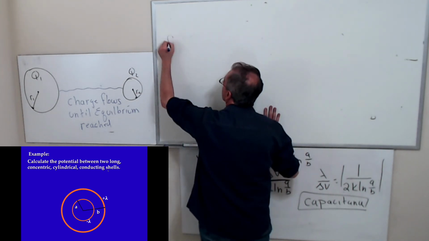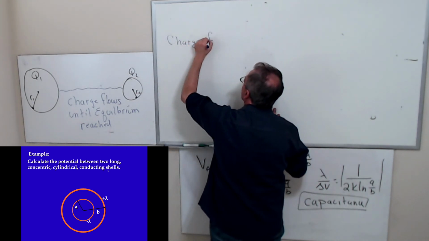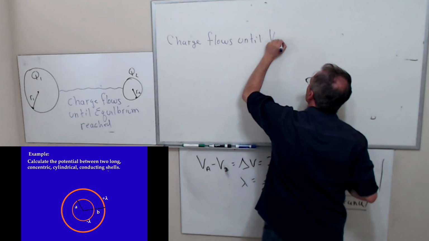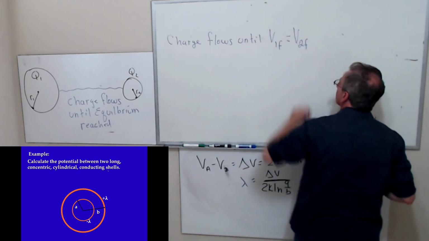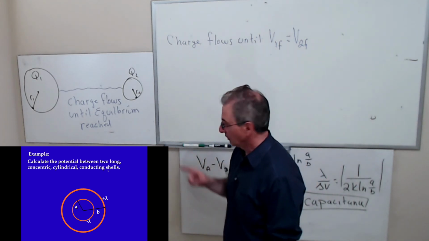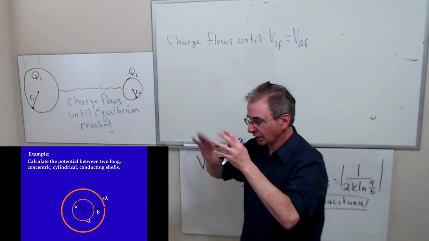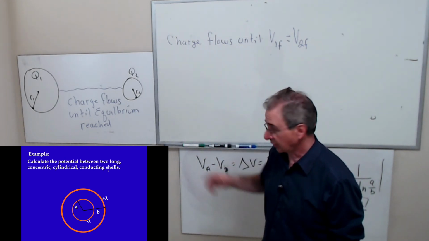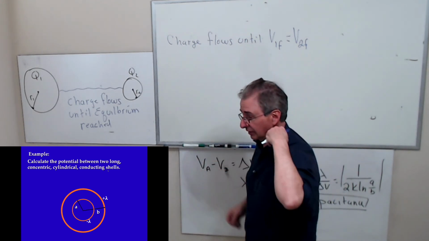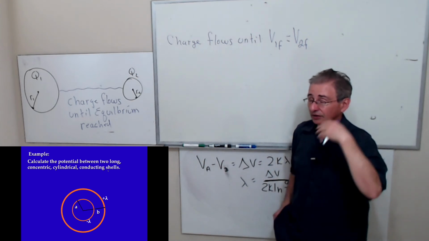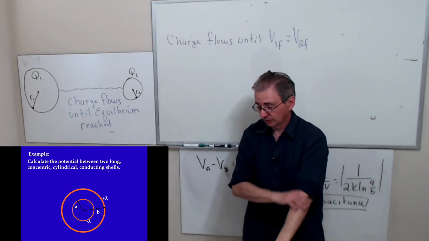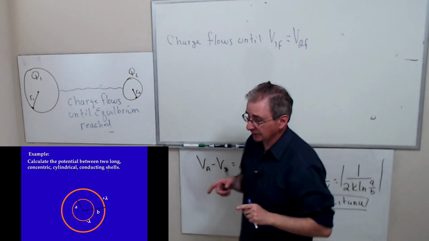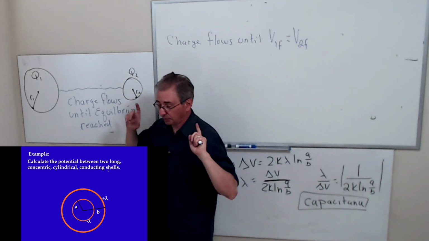So charge flows until V1 final equals V2 final. In other words, when you connect them together by a wire, charge will rearrange itself until the whole system is at one equal potential. They're conductors, right? And isn't the potential on the surface of a conductor the same everywhere? Because we talked about this the other day. The surface of all conductors forms an equal potential. So when you connect these two together, they form an equal potential surface.